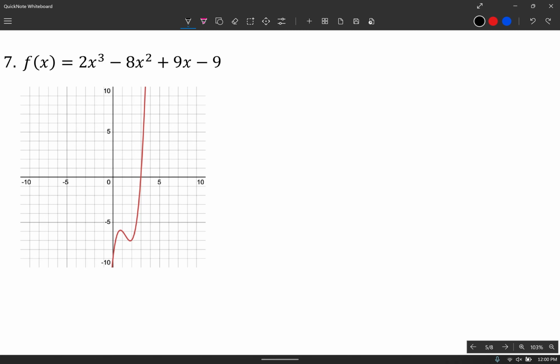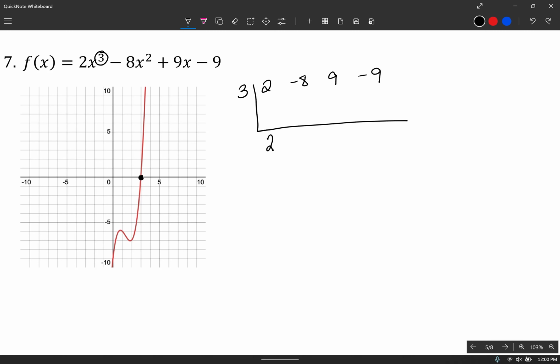All right, this should be number 6, but I have a hard time numbering, I guess. All right, number 6, this is not 3 real zeros. I can see that I only have 1 real 0. I'm supposed to have 3 in total, which means the other 2 are going to be imaginary. So I'm going to take that 0 of 3 and I'm going to synthetically divide. So I have 2, negative 8, 9, and negative 9.